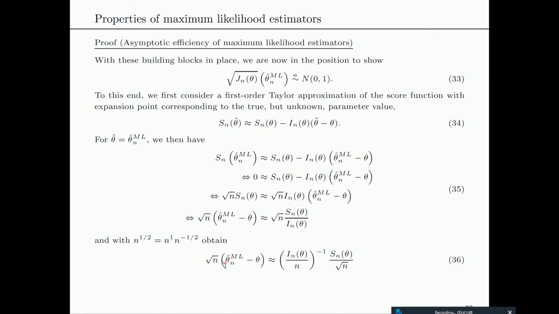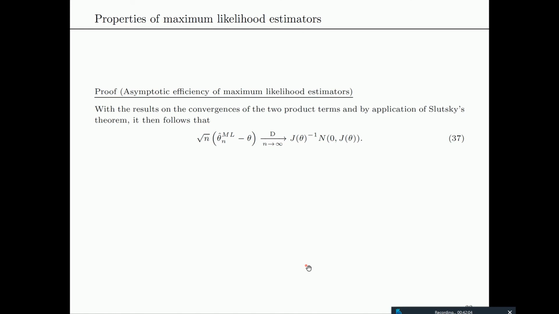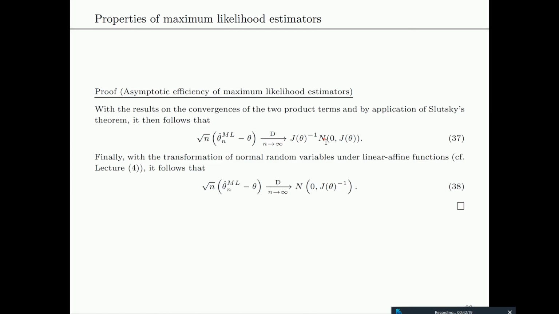And then, just by appreciating this little n thing here, you get this being approximately this term times this term. And of course, these two terms we studied previously. And then, based on Slutsky's theorem, it's really math stuff. Based on Slutsky's theorem, it follows directly that this converges in distribution to these two things.